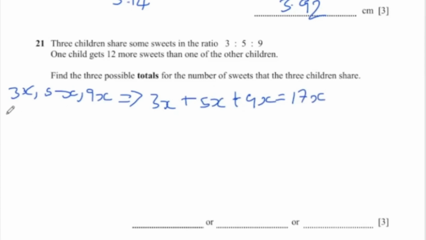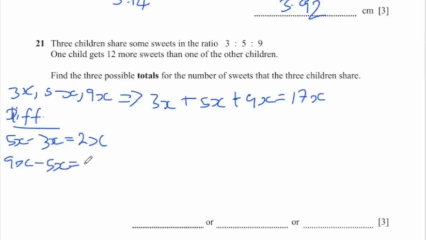If you start taking the differences one after the other, the first one, we have 5x minus 3x. This gives us 2x. Okay, so let's find another difference. 9x minus 5x. Okay, we have 4x here. Then lastly, we have 9x minus 3x. So 9x minus 3x, we get 6x.